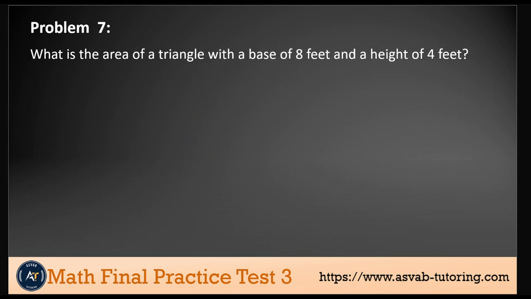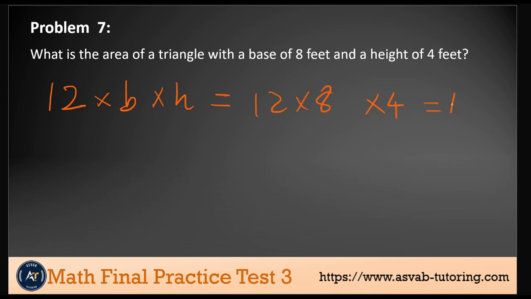All right, moving on to the next one. Problem 7. What is the area of a triangle with a base of 8 feet and a height of 4 feet? Well, that shouldn't be too hard to figure out. We've got 1/2 times b times h. So why do we have 1/2 here? Anyways, that equals 1/2 times 8 times 4, which equals 16 feet squared. Okay.